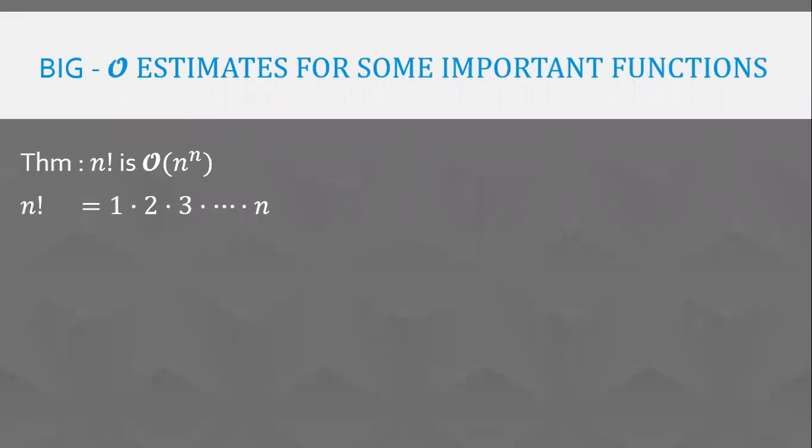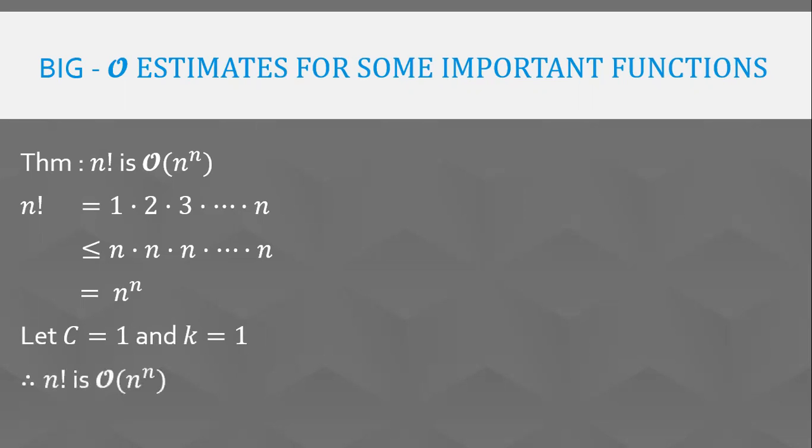Let's use the same trick to show that n factorial is big O n to the n. N factorial is equal to 1 times 2 times 3 all the way through n. 1 is less than n, 2 is less than n, 3 is less than n, and so forth. So now I'll have n multiplied by itself n times. That's n to the n. Let c be 1, k be 1. I've met the requirements for the definition. I've proved the existence of them. Therefore, n factorial is big O n to the n.